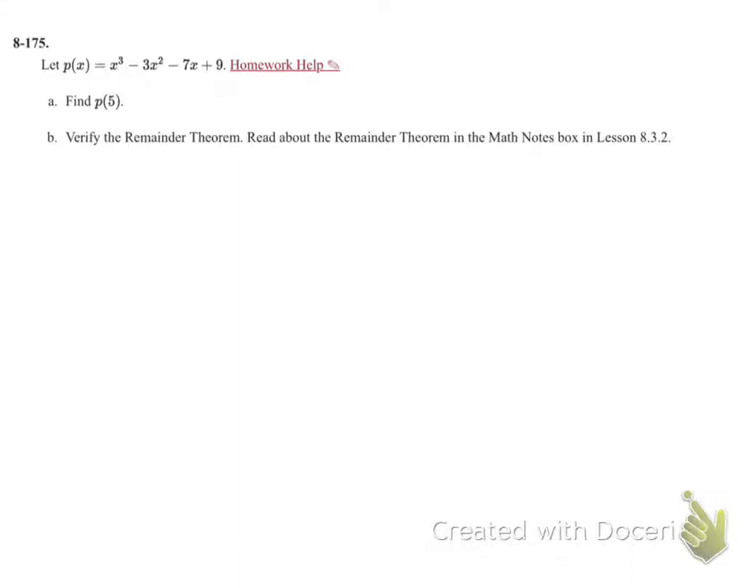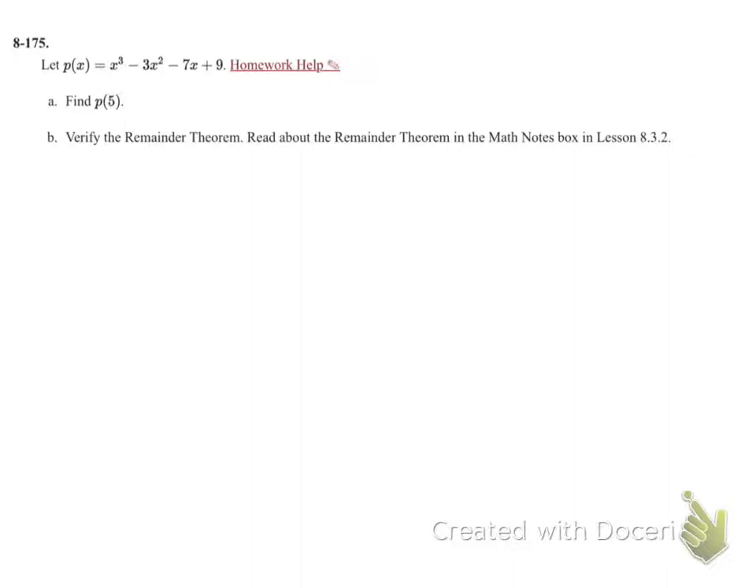Problem 175, we're taking a look at a polynomial and the remainder theorem. So first of all, let's just do part A. We want to figure out P of 5. That means I'm going to take 5 and substitute it everywhere there is an X.